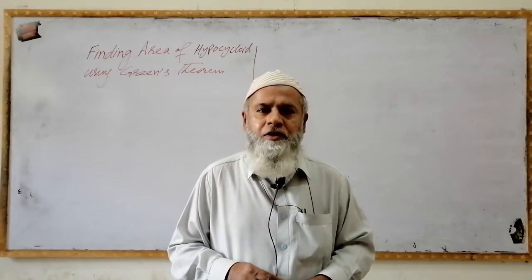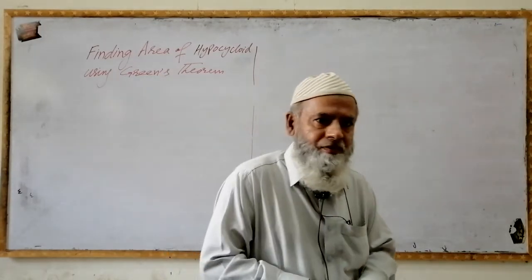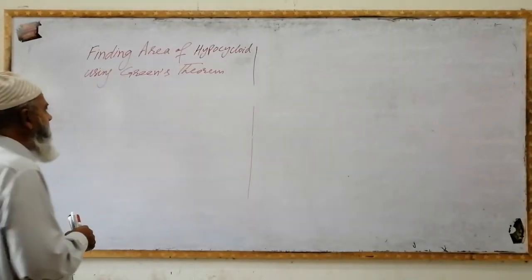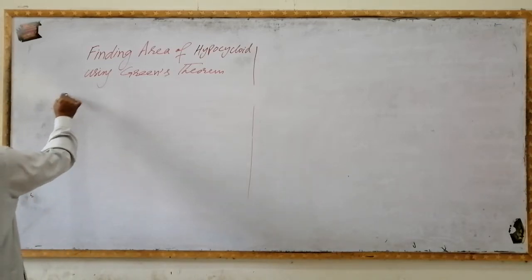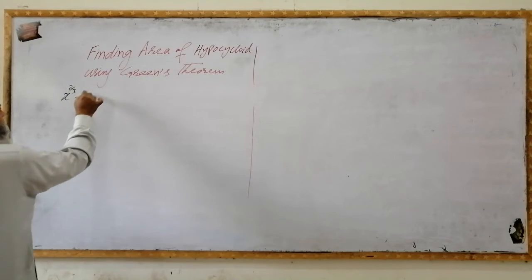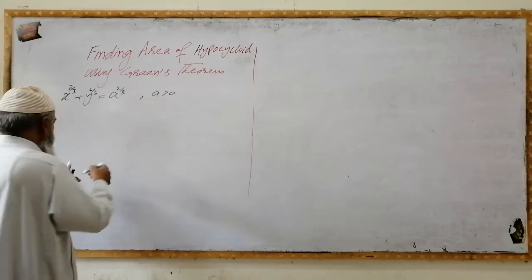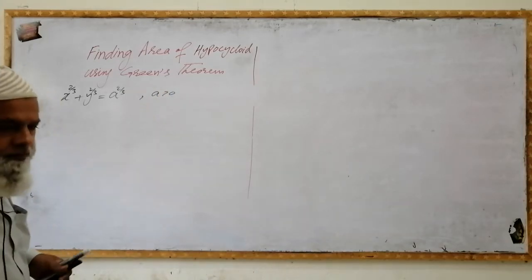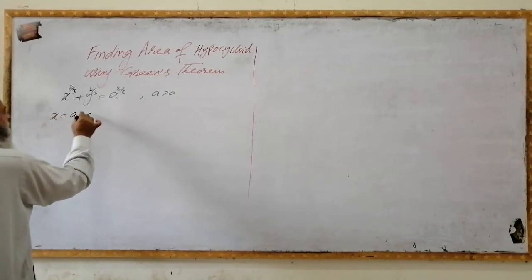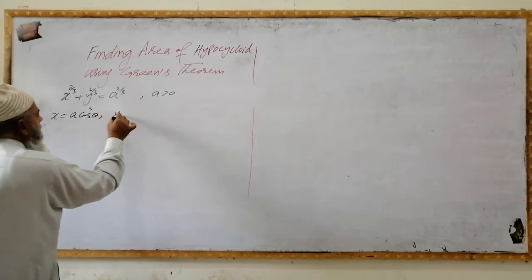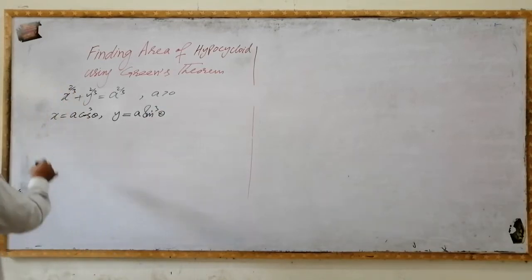Viewers, in this lecture we are applying Green's theorem to find the area of the hypocycloid. Finding area of hypocycloid using Green's theorem. The equation of hypocycloid is x raised to power 2 by 3 plus y raised to power 2 by 3 is equal to a raised to power 2 by 3, where a is greater than 0. And its parametric equations are x is equal to a cos cube theta, y is equal to a sin cube theta.